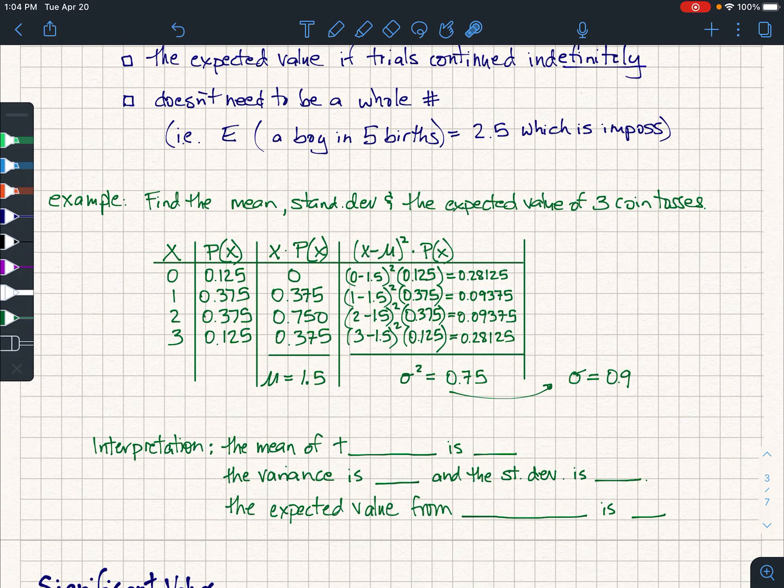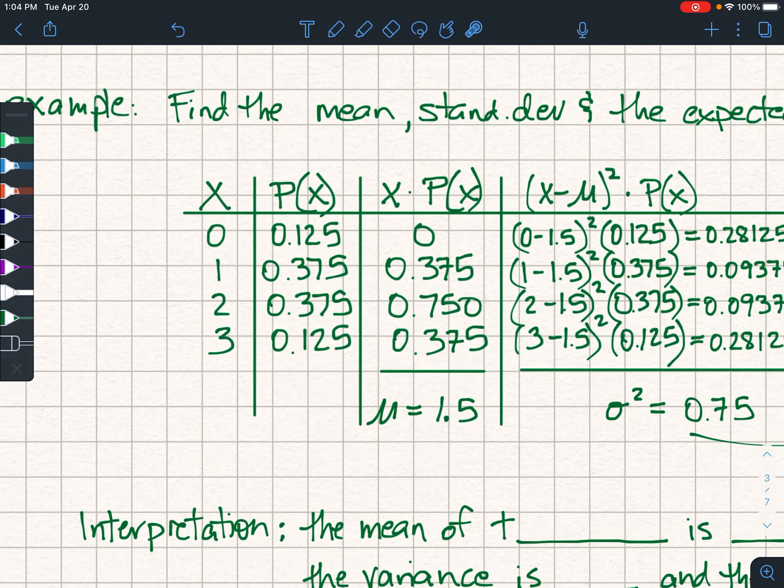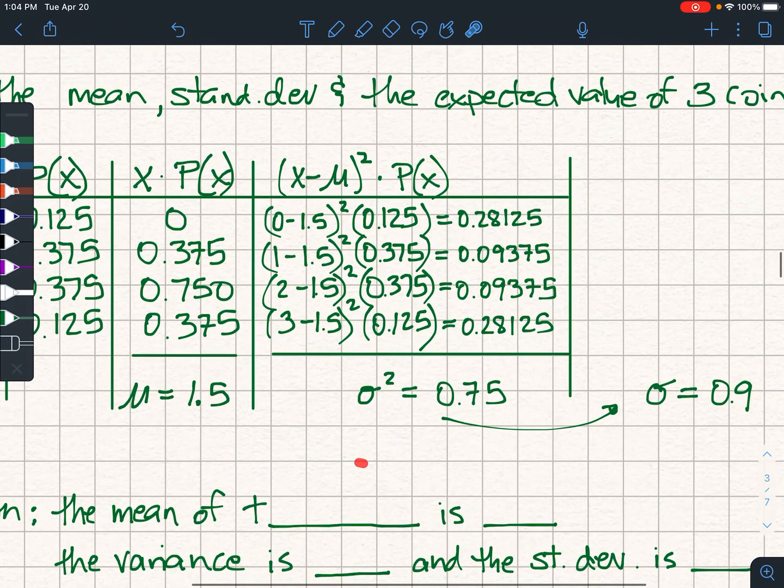All right, looking at an example here, calculating the mean and the standard deviation of a data set. Going back to our number of tails or heads, I forget what we were doing here. Doesn't really matter which one it is because it's the same, for 3 coin tosses. So I take each of these, multiply them together, right? And then I add these up and get the mean, okay, mu.